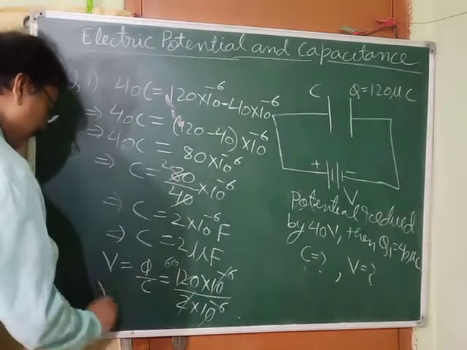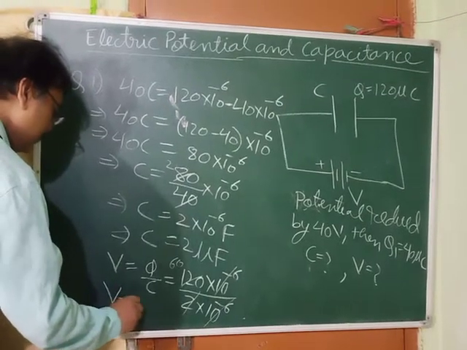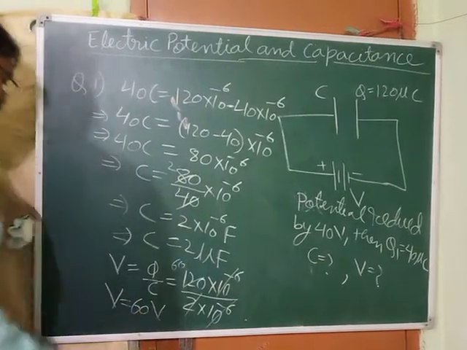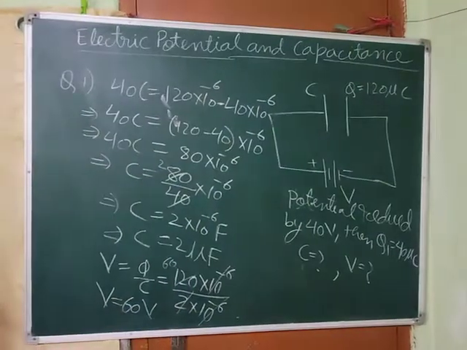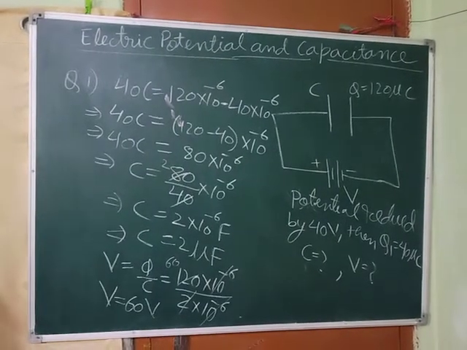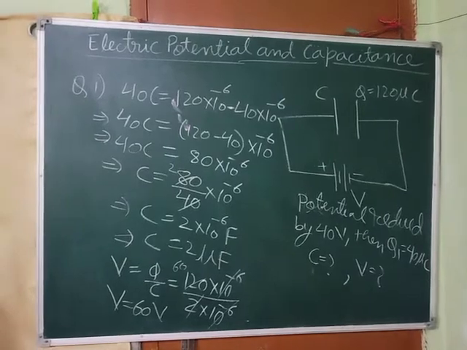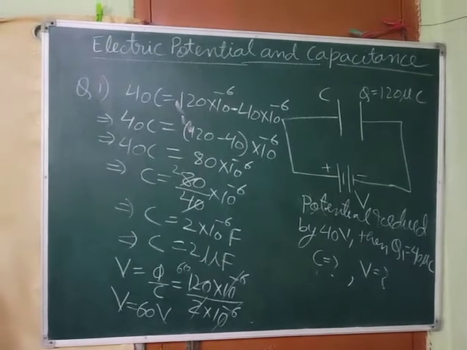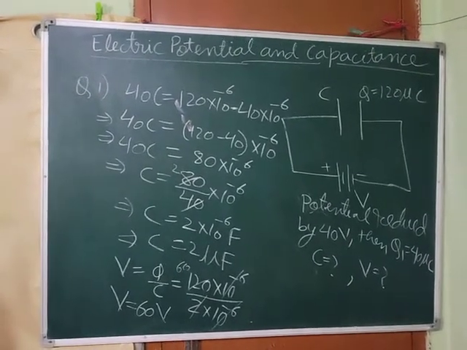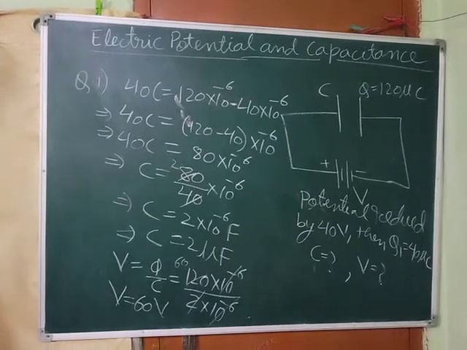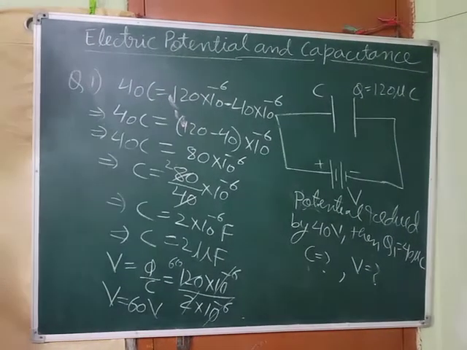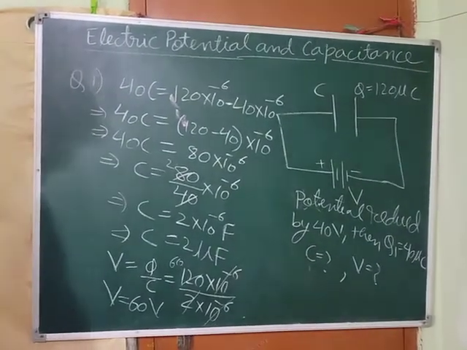So what are you going to get? V is equal to how much? It is 60 volt. That is the initial potential difference. So we got V, we got C. Note it down. We have got one more part of this question. What is that part? I am going to tell you. Just note it down.